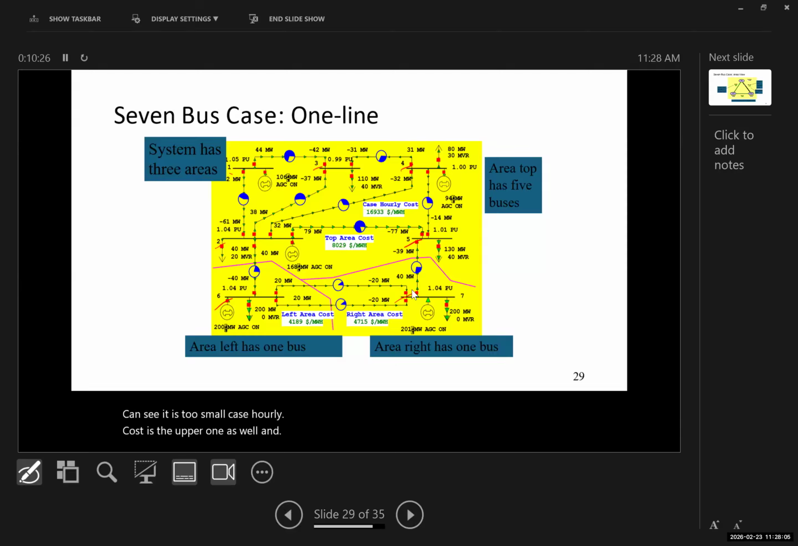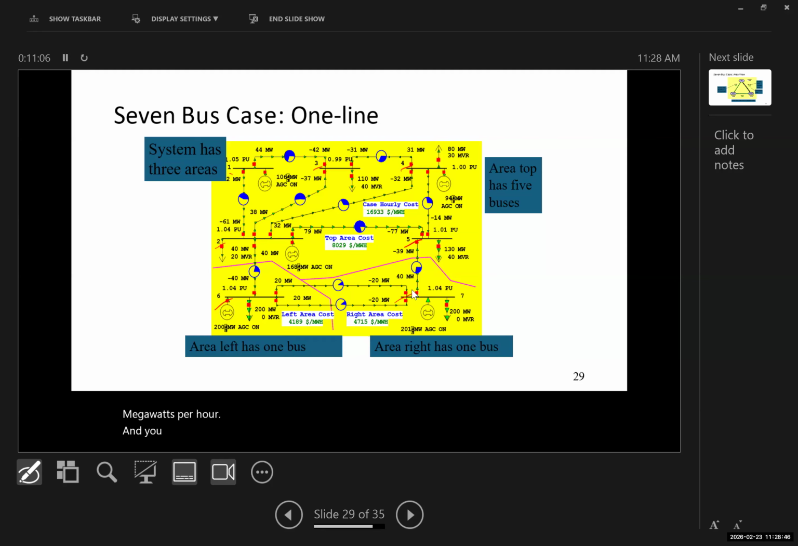Each area, again, this could be in different cities, different areas, or even within a city. Now, you can see that the cost is different for each area. For the left area, it's $4,189 per megawatt hour. For the right area, the cost is $4,715 per megawatt hour, and for the hourly one, it's 16,933 per megawatt hour. And you can see the difference is much higher.